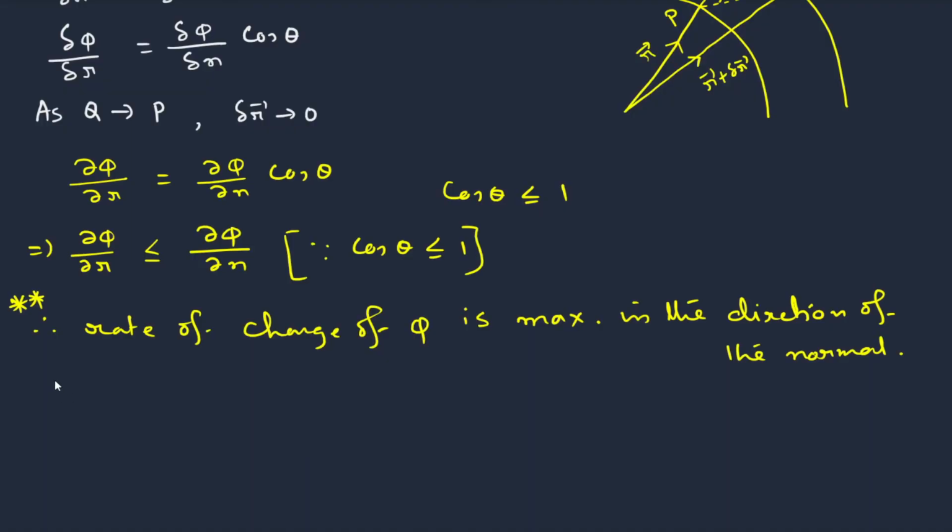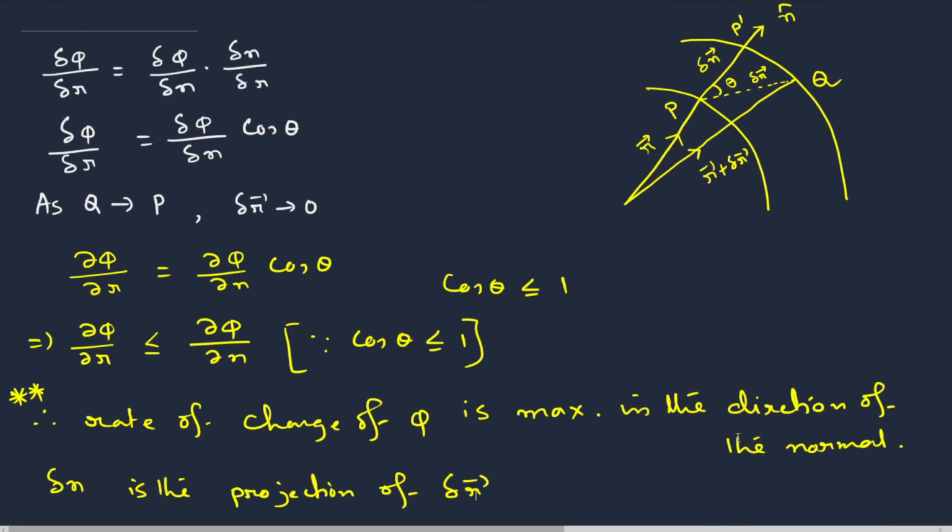Now what we say? We say that delta n is the projection of delta r bar. From the figure also it is clear, right? That time I told that if this is PQ, or delta r bar, then this delta n bar is nothing but the projection of this PQ or delta r bar.